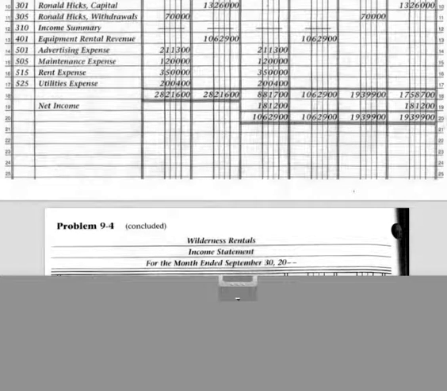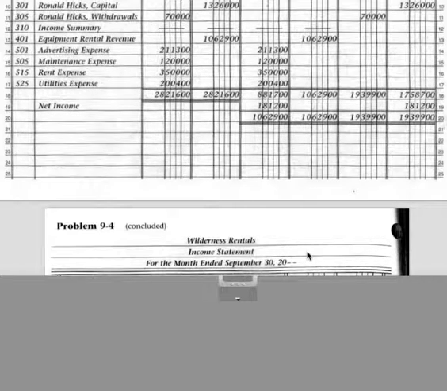For problem 9.4, we will be working with an income statement. And to complete the income statement, we will be using the income statement section of the worksheet. As with financial reports we've done in previous chapters, for the heading you put the who, the what, and the when. So the who is Wilderness Rentals.